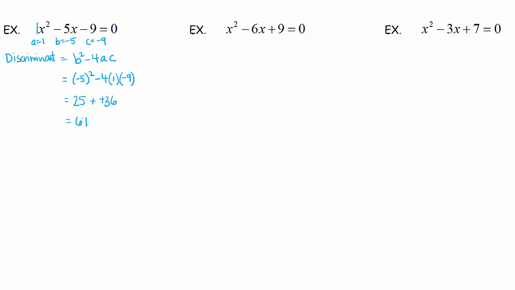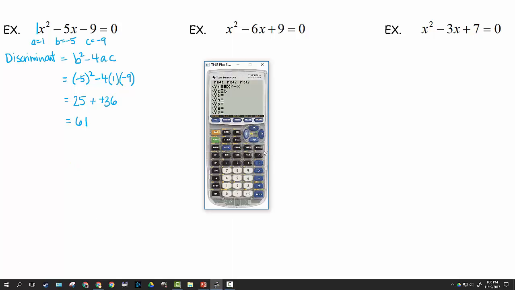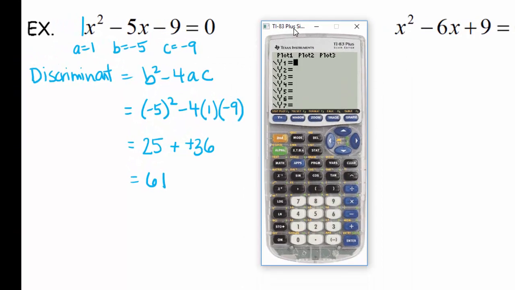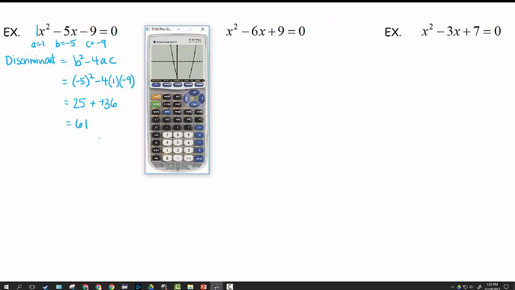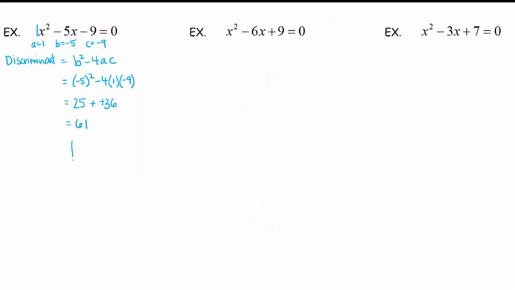Look what happens if we graph that. I'm going to clear out everything in my calculator. If I graph in y1 x squared minus 5x minus 9, remember this graph from last time? It looked like this. I'm going to make a sketch of that. It had these 2 zeros right here.